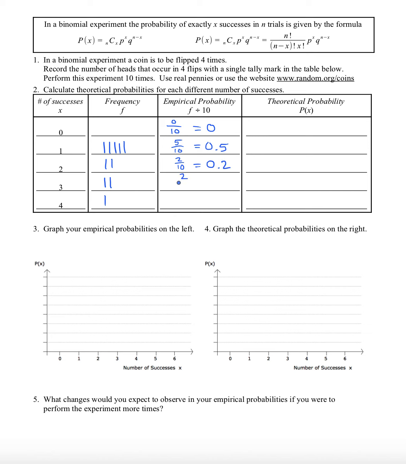2 out of 10 again. And 0.1. Okay, I'm going to graph my empirical probabilities on the left, just using a bar of width 1. And then we'll give it a height. I think I can probably count 1, 2, 3. Yeah, I'm going to have to count by 0.1s here for my probabilities.